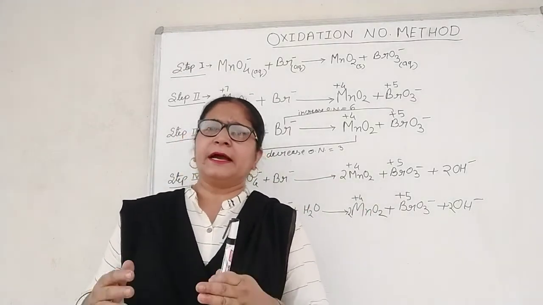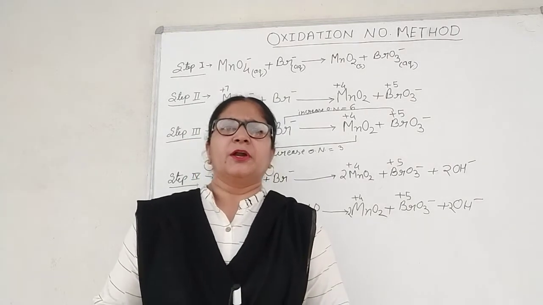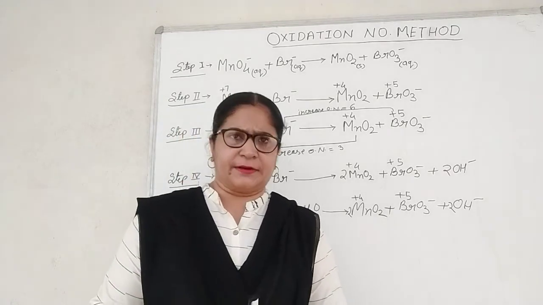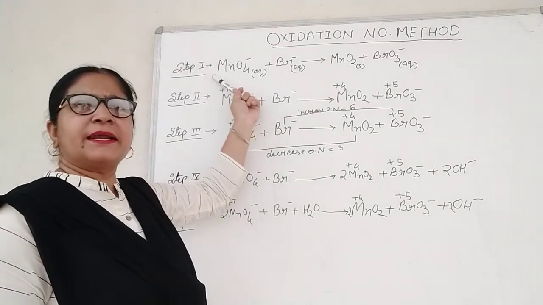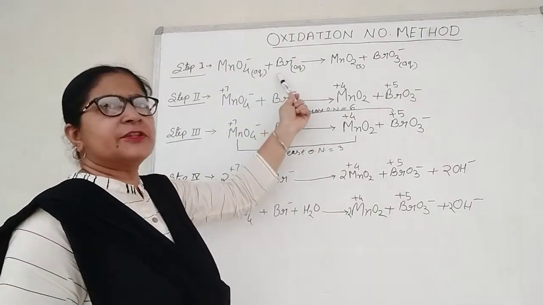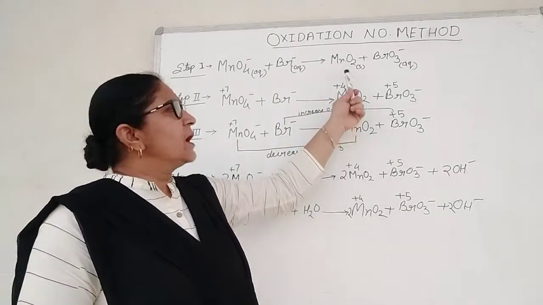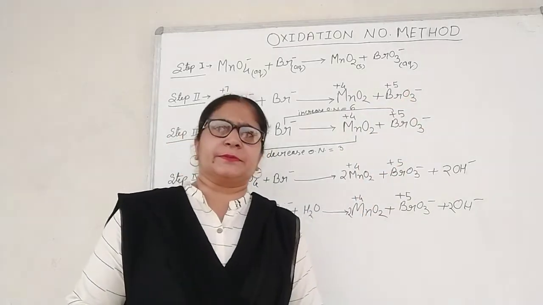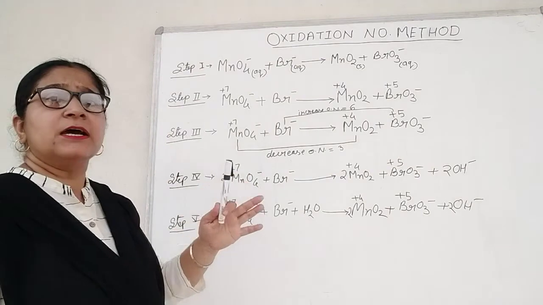In this reaction, permanganate ion reacts with bromide ion in basic medium to give manganese dioxide and bromate ion.